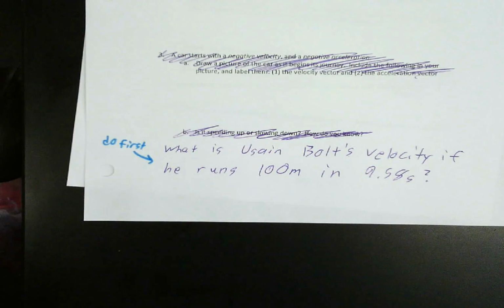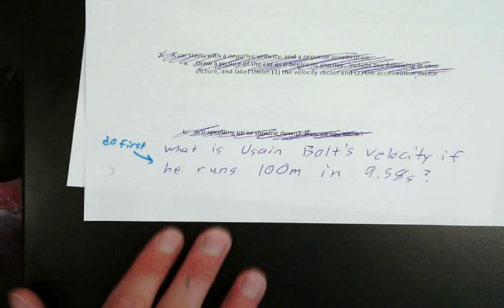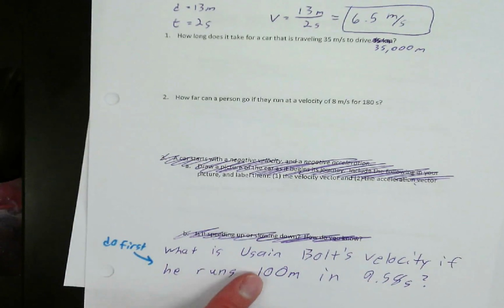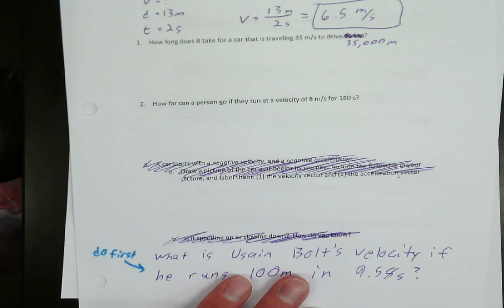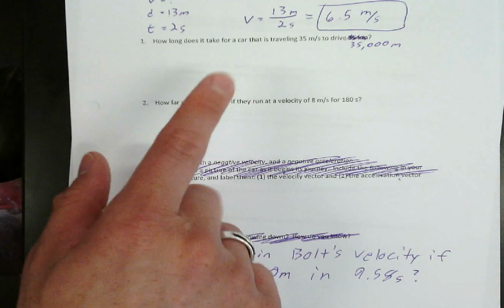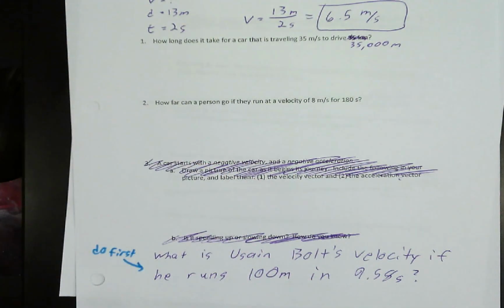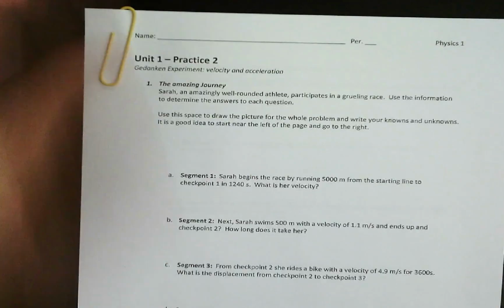Okay, so you got 3 questions. Go ahead and do those 3. So do the Usain Bolt one first. Then do 1 about the car, 2 about the person running. Once you get all 3 of those done, I can check it for you and see if you have any questions. The other thing would be to work on practice 2 on the front page.